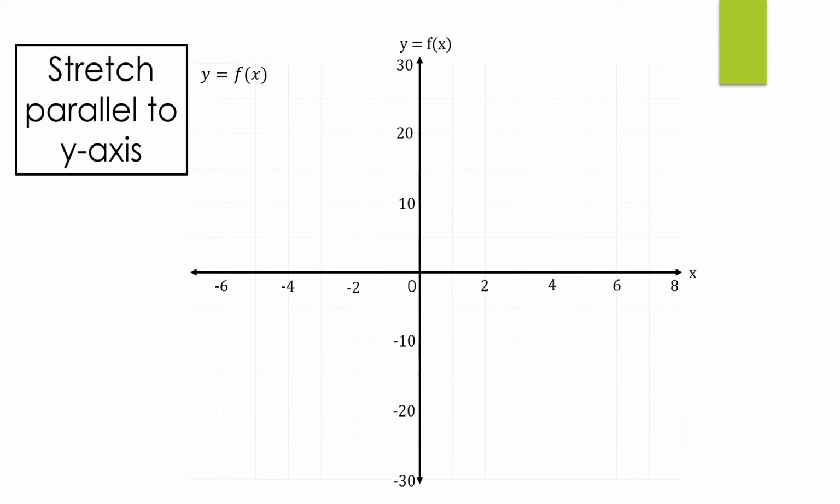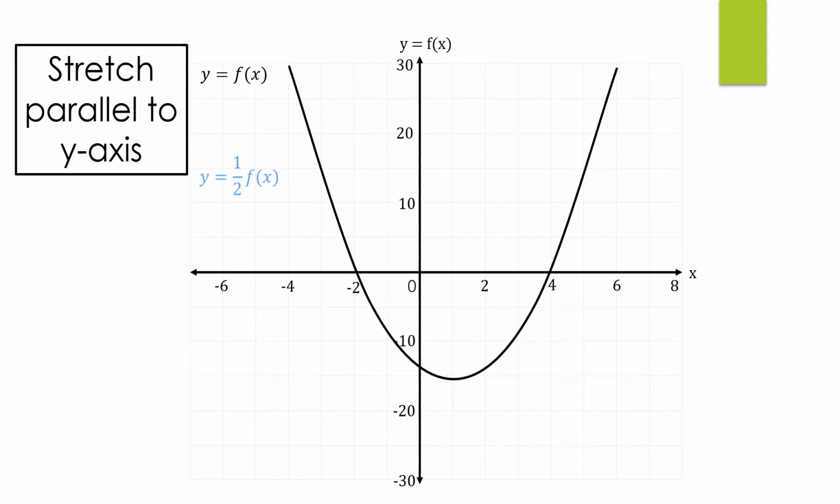So what if we have a fractional scale factor? So let's look at y equals f of x this time with our key points being (-2, 0), (1, -15), and (4, 0). If we look at y equals a half of f of x, we're going to halve all the y coordinates. So it means that our curve is now going to go through our roots as it originally did, but that minimum turning point is now at (1, -7.5). So our y coordinates have all halved.